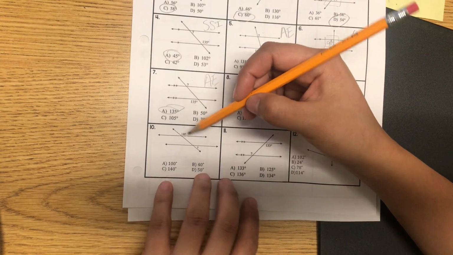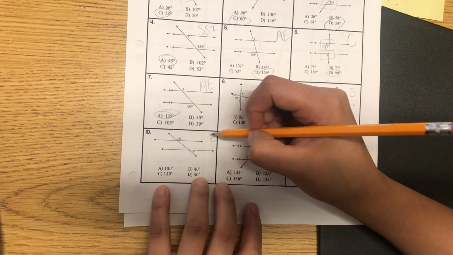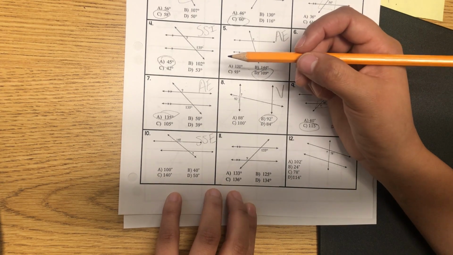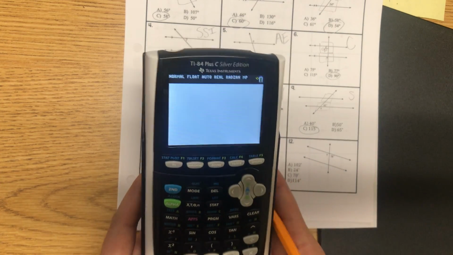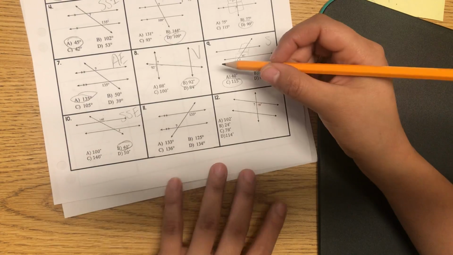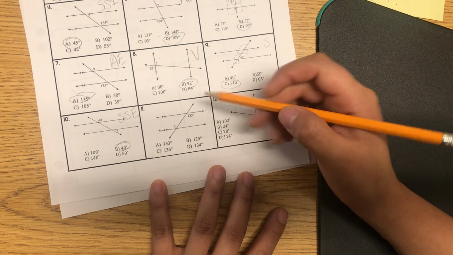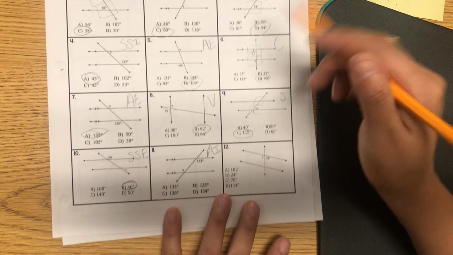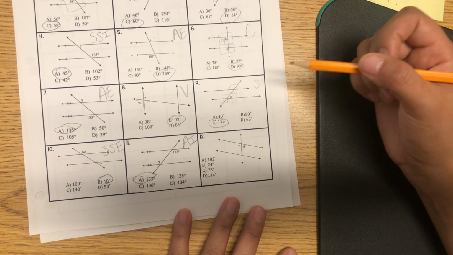If I look at number 10, 140 and the question mark, they're both outside, so that's exterior. They're both on the same side of the transversal, so same side exterior. Since it starts with an S, that means they have a sum of 180, which means if I do 180 minus 140, I get the missing angle, which is exactly 40. If I look at number 11, both are inside, so that means interior. They're on opposite sides, so that's alternate interior. And since it's alternate interior, that means they're equal to each other, which means if this is 133, this is 133.